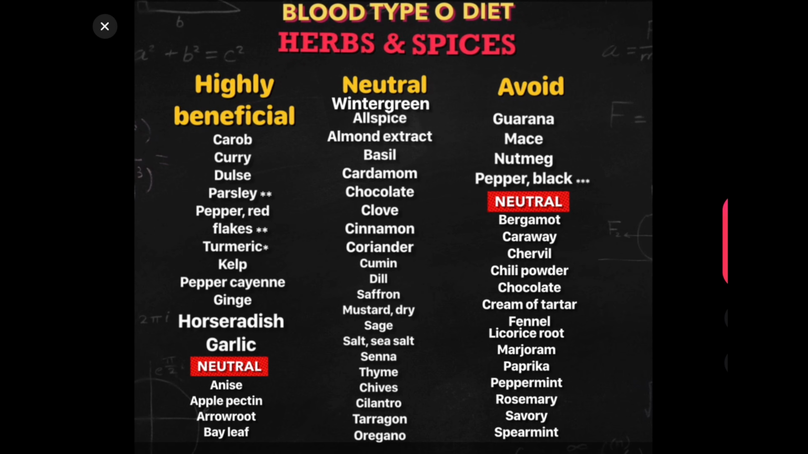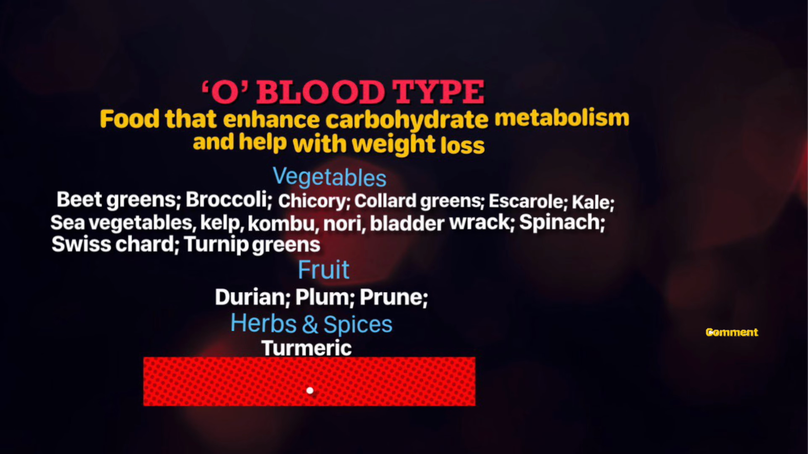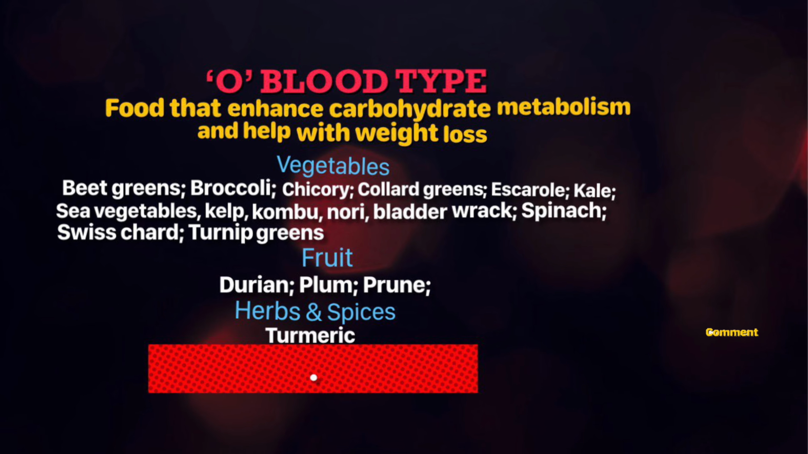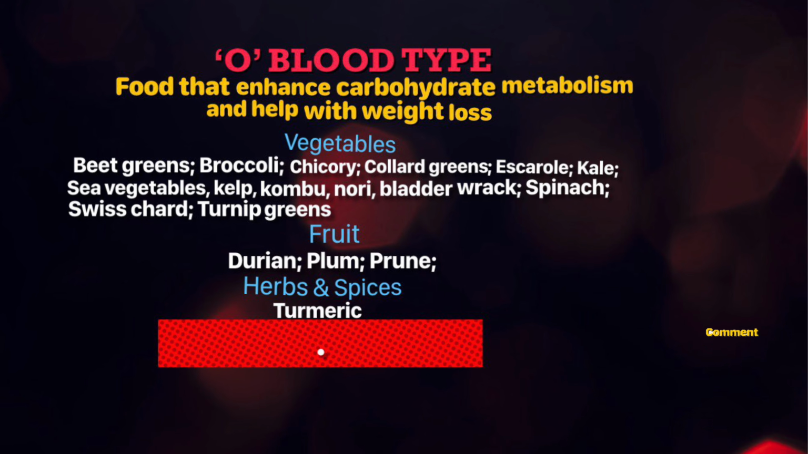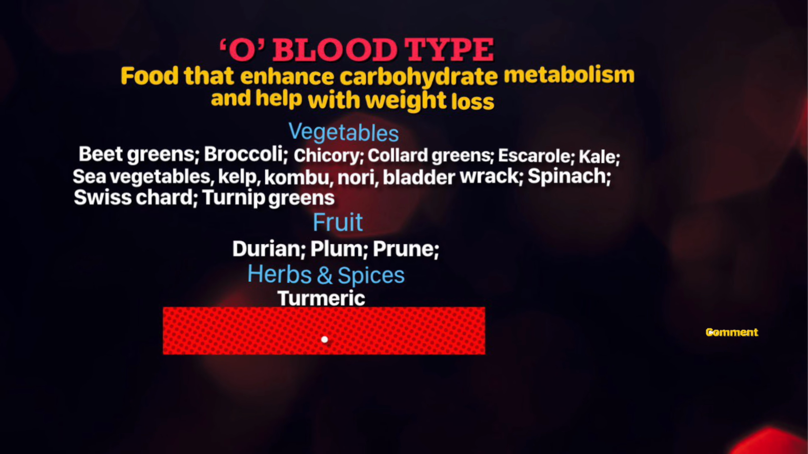Warming spices like curry and cayenne pepper, and parsley, are soothing to your digestive tract. Many of the spices are antimicrobial and help balance the microbiome. However, black and white pepper are irritants to your gut and can induce unwanted permeability. Herbs and spices which enhance your carbohydrate metabolism and help with your weight loss goals are turmeric. You need to consume more of this.